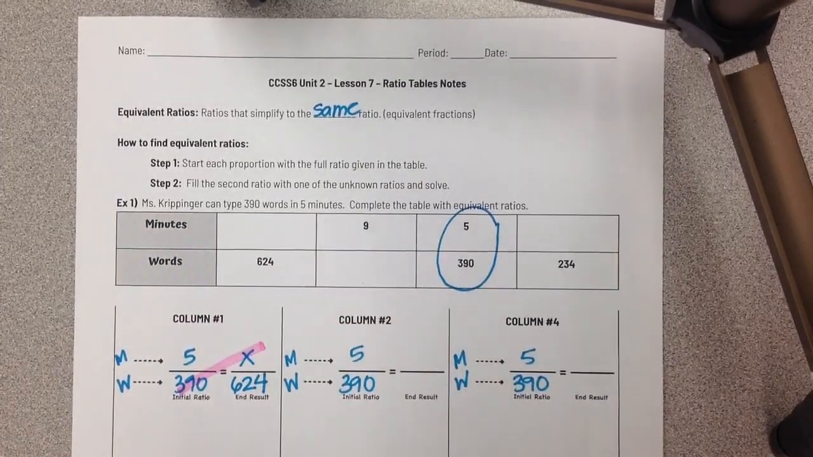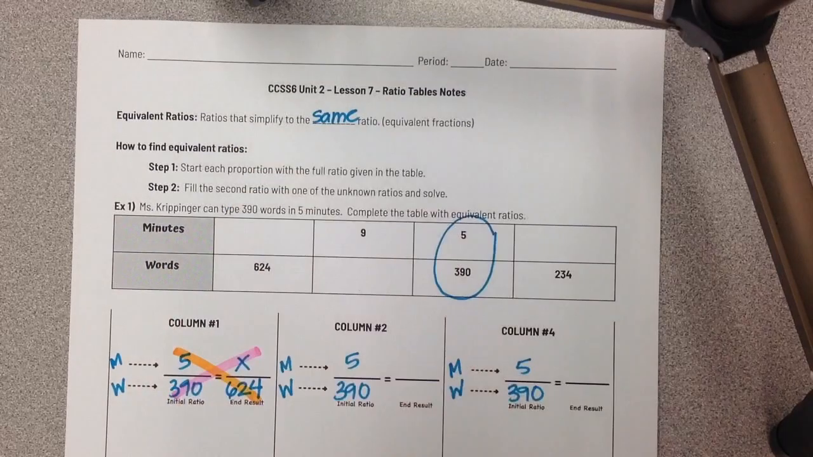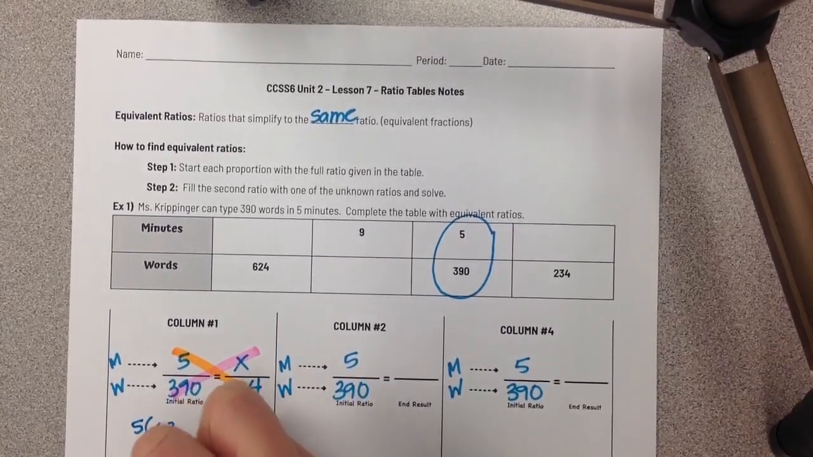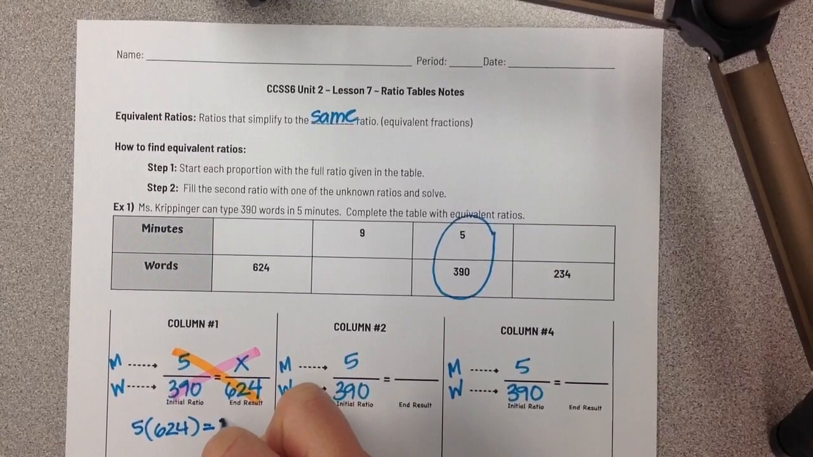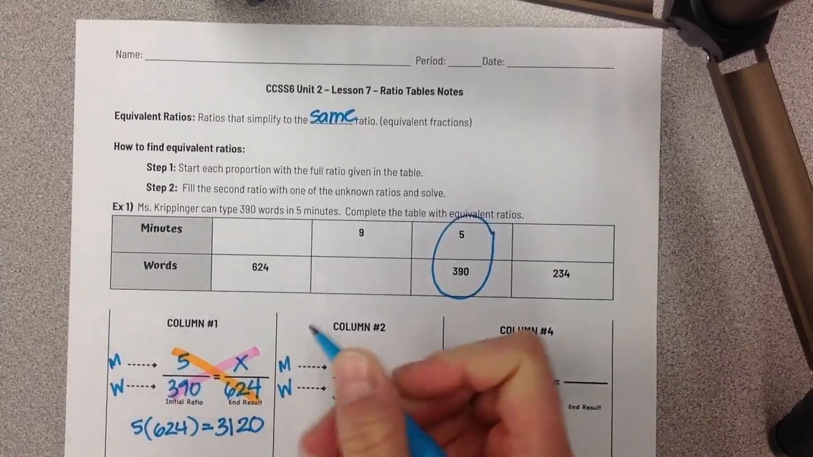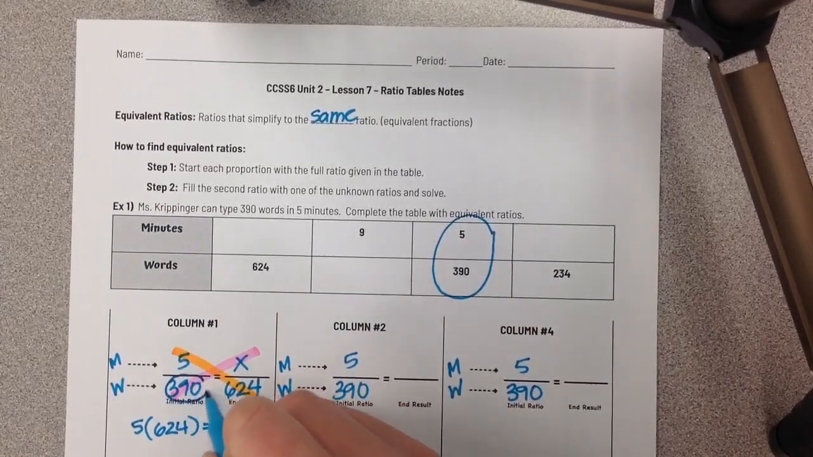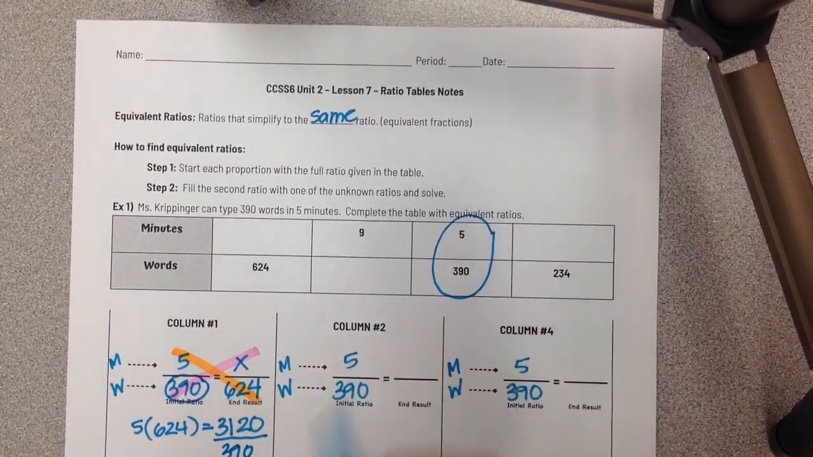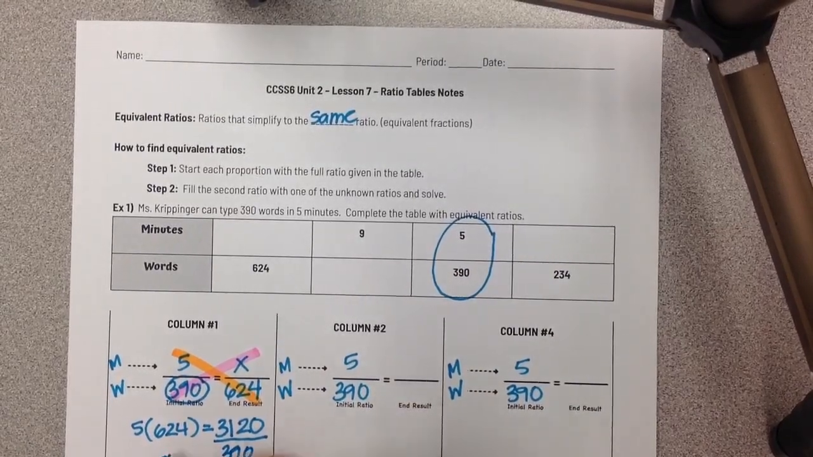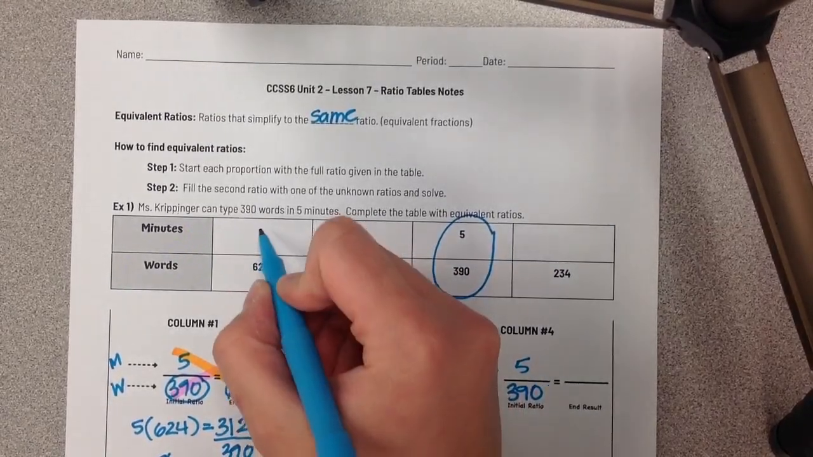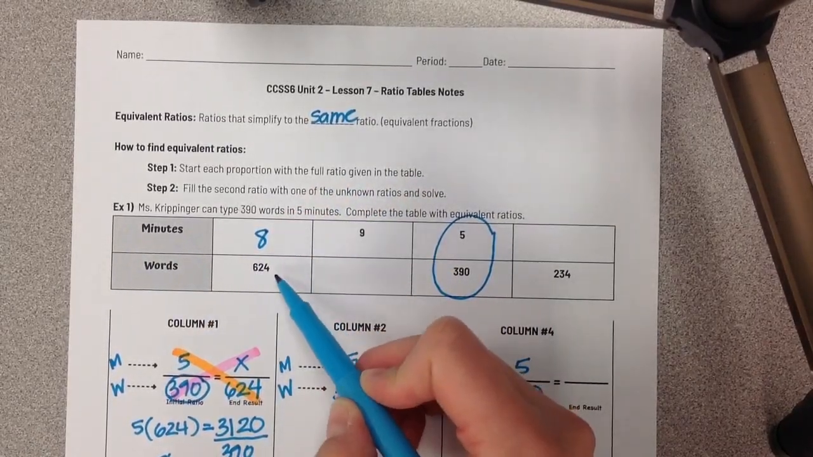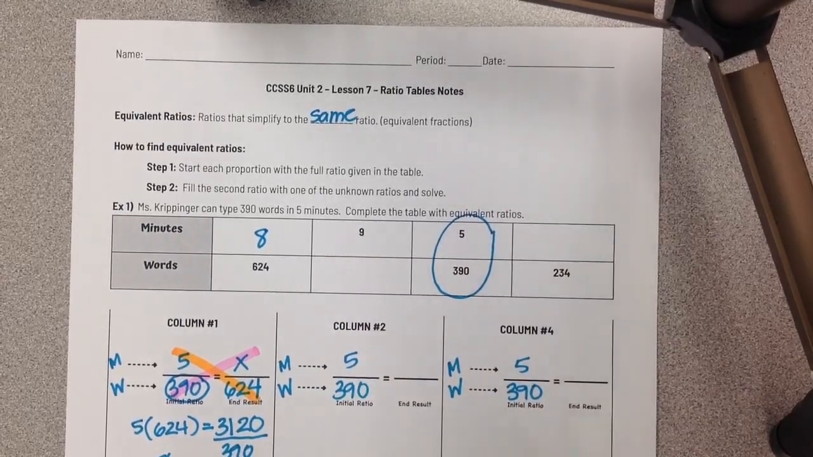I'm going to highlight, and I'm going to multiply my numbers that are across from each other. So I have 5 and 624, which equals 3,120. Then I'm going to divide by my number across from the variable, which is 390. My answer comes out to 8. So I'm going to fill in 8 into my ratio table. In 8 minutes, Ms. Krippinger can type 624 words.